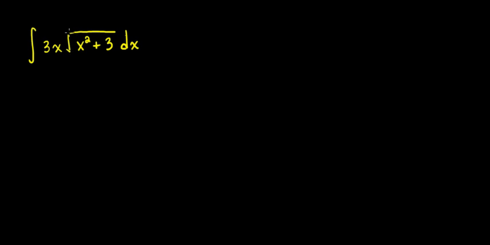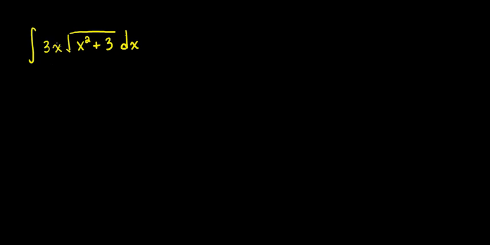One of the things you might be wondering, or might already be thinking, is that you might want to let u equal x squared plus 3, but you might be a little hesitant in doing that because you see that you have a 3x, not a 2x. When you take the derivative of the inside, you'll get a 2x, not a 3x. So what can we do here?